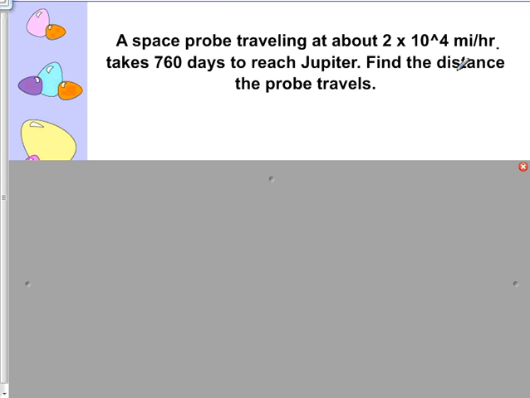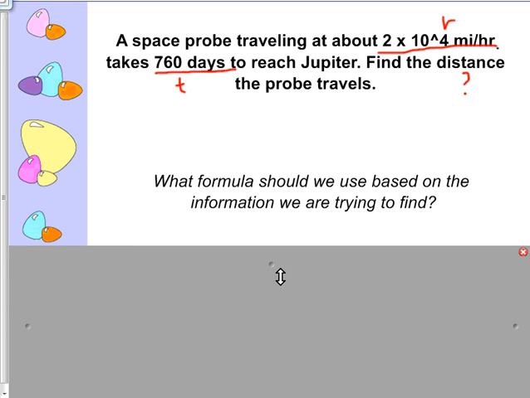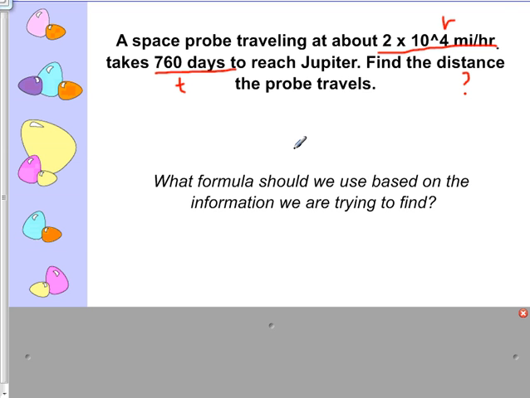Now, a couple things about this. You know the rate. We know the time. And we want to know the distance. All right. So there's a specific formula, actually, that goes along with distance, rate, and time. It's distance equals the rate times time.